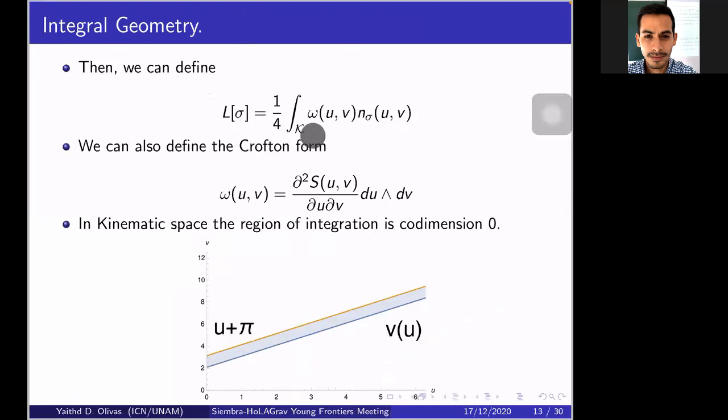So in that way, we can rewrite this formula in the following form. This is what is called a Crofton formula. And it has two very important elements. The first one is the Crofton form, and as you can see, is nothing more than the double derivative of the entanglement entropy. And the second object that we have here is the intersection number, and it gives you the number of intersections that the geodesic has with the curve sigma. And as I already said, the region of integration in kinematic space is going to be codimension 0. And for the specific case of the circle, the region of integration in kinematic space is this one.